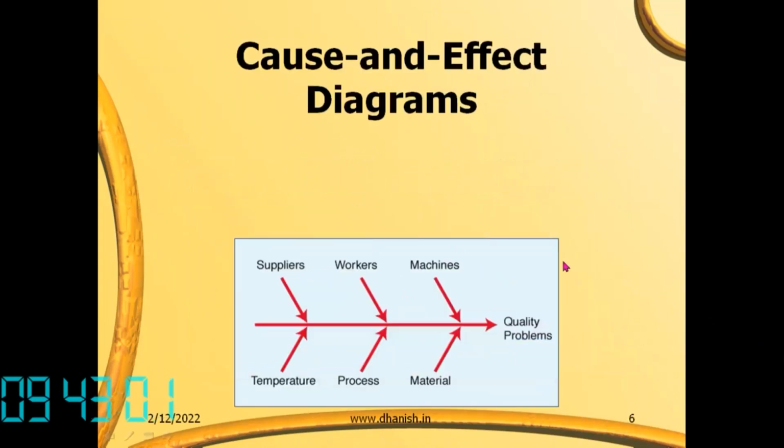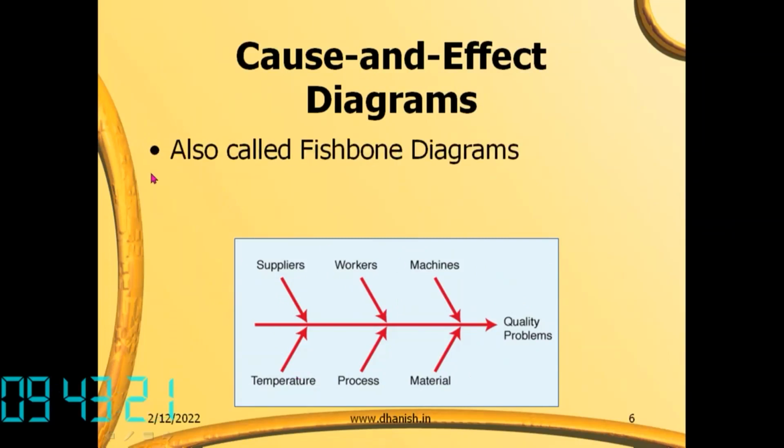Then, once you select a project, now the problem is here. What are the possible causes of the problem? For that we use a cause and effect diagram, also called a fishbone diagram. This is a cause and effect diagram. You can see the lines are like a fishbone. So it is called a fishbone diagram, also called an Ishikawa diagram, in honor of the person who promoted this concept.